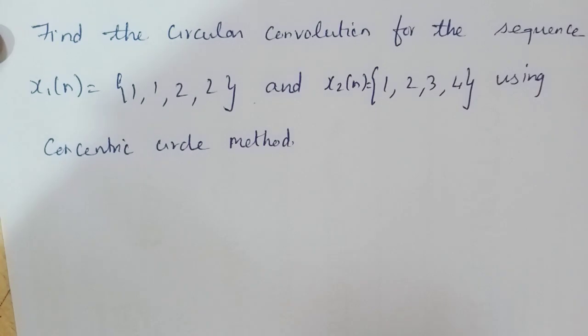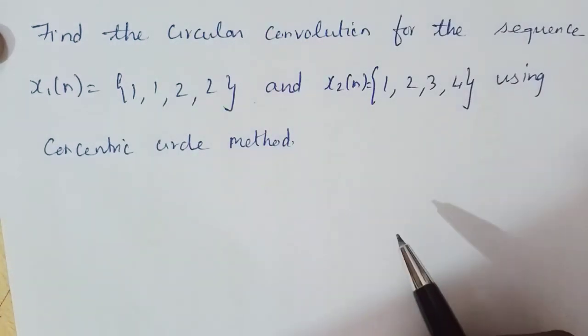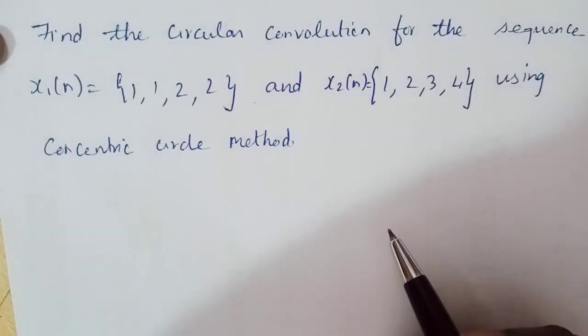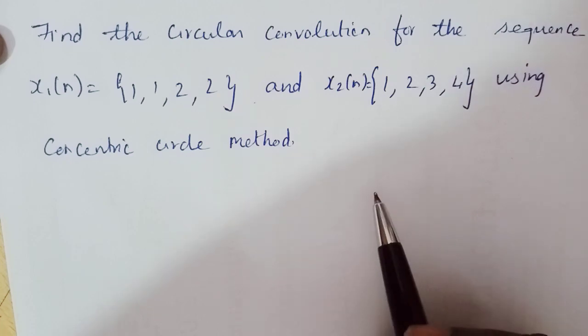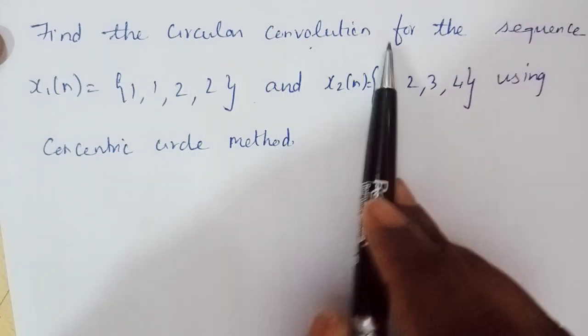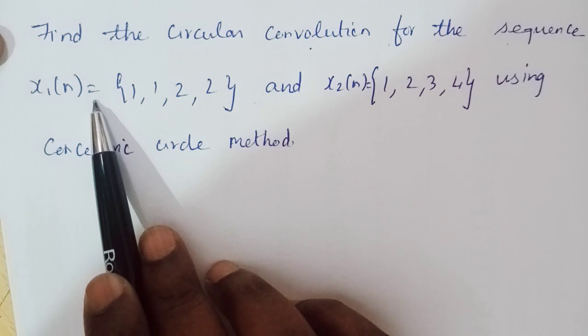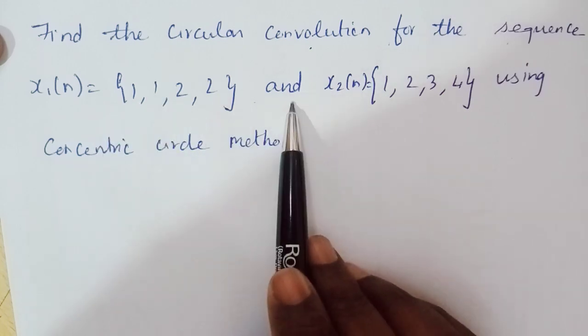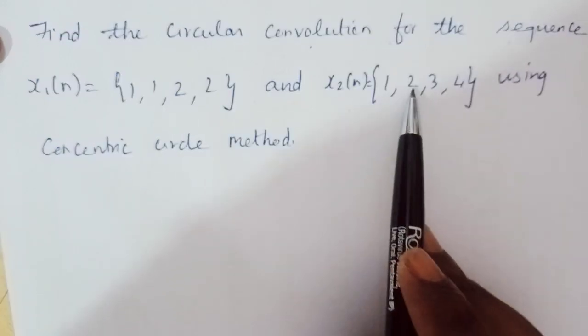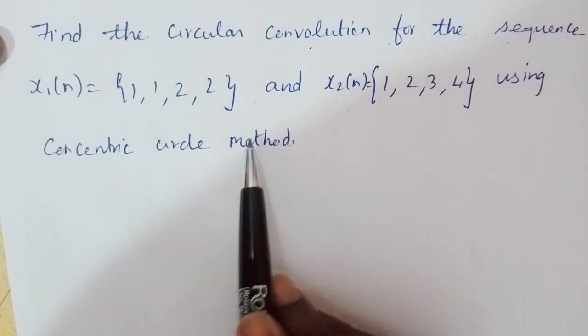Greetings to all. In this video, let's see a problem for circle convolution using the concentric circle method. The question is: find the circle convolution for the sequences x1(n) = 1, 1, 2, 2 and x2(n) = 1, 2, 3, 4 using the concentric circle method.